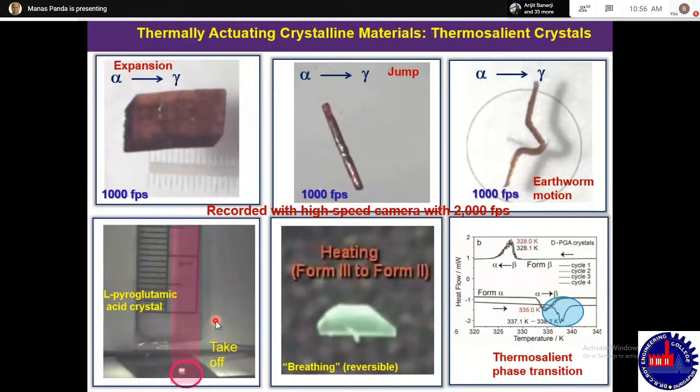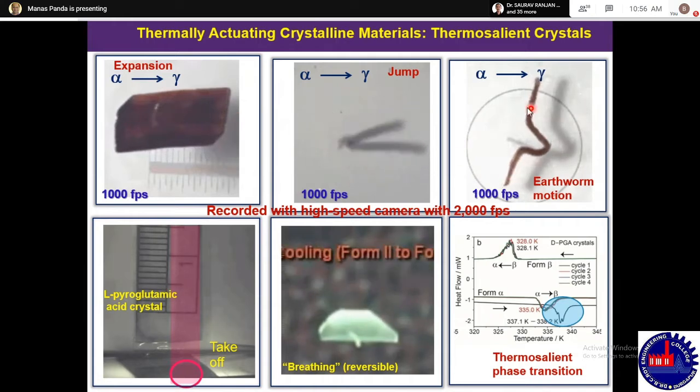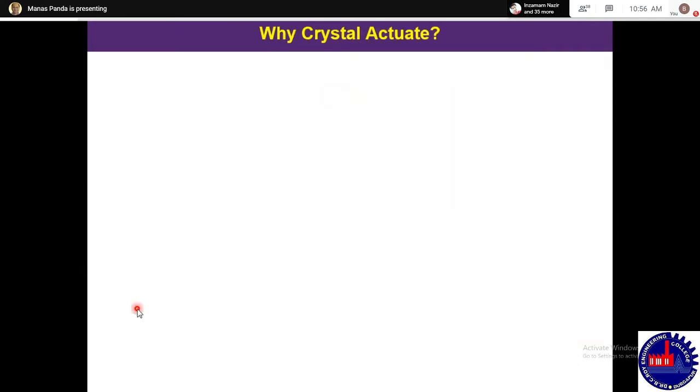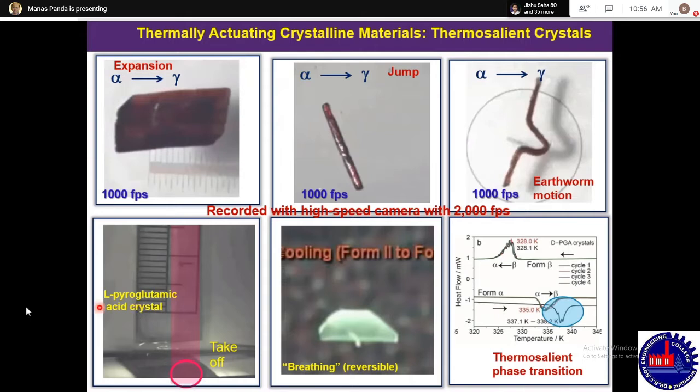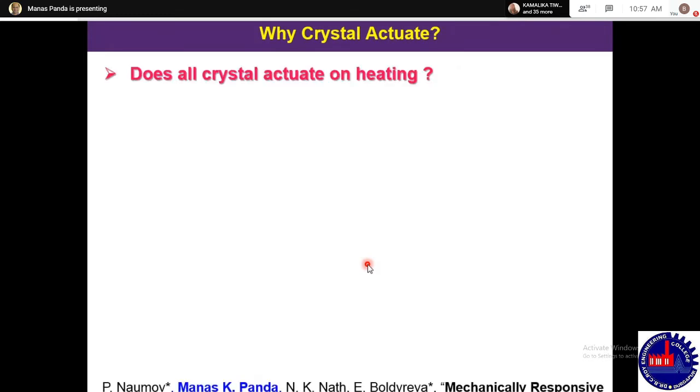So artificially, we have developed, in fact, this was my research during my postdoc. I can show you just one or two slides, that these are thermally responsive actuating materials. Thermally, that means when you start heating them, it expands like a spring, and because of that spring-like motion, they start jumping or show different types of motion. So as you can see from the first video, it can slowly expand, it can jump, it can show earthworm-like motion, it can also jump from here, it can also show breathing motion, something like that. Now the mechanism is why crystals jump.